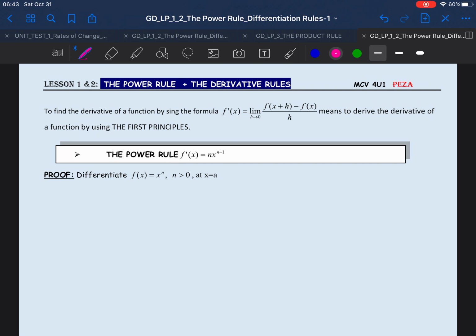So we are trying to differentiate f of x equals x to the power of n. We're proving this for n positive, okay? And we're going to prove that at x equals a. We can prove it at any value of x. Now remember that to find the derivative of any function, the most basic way of deriving it will be by using the first principles formula. And here goes the first principles formula waiting for us to be used.